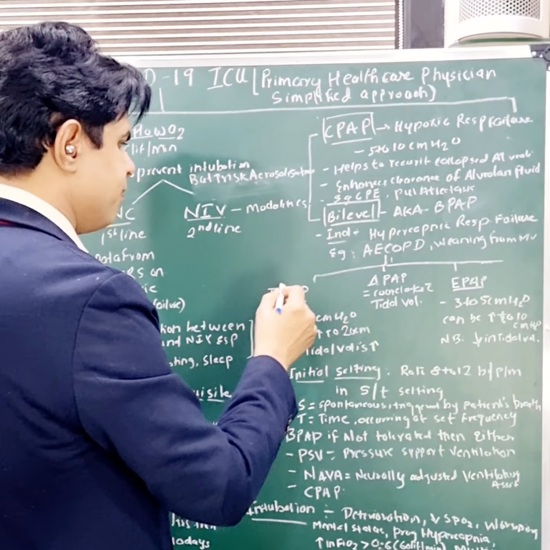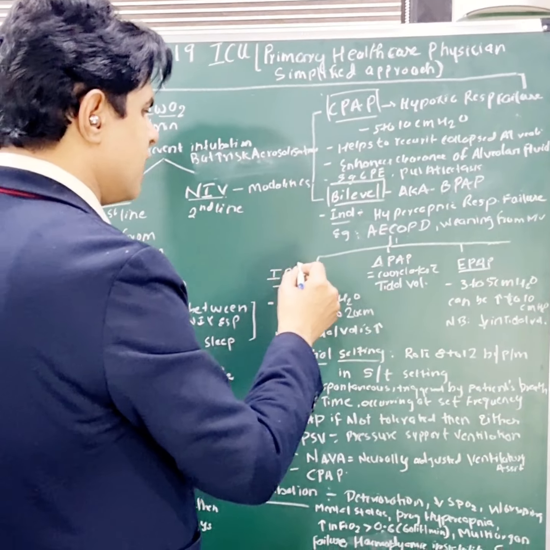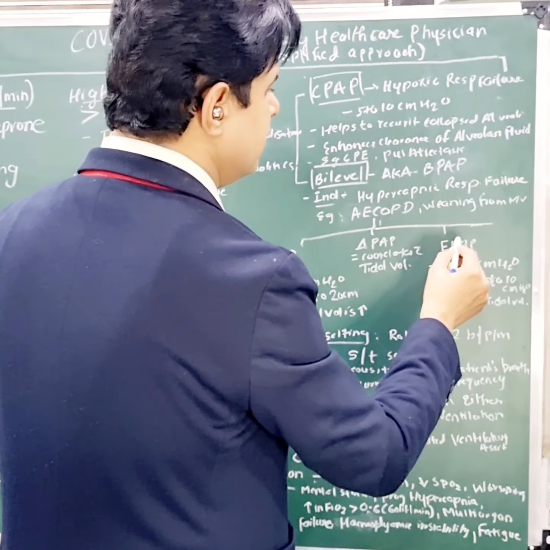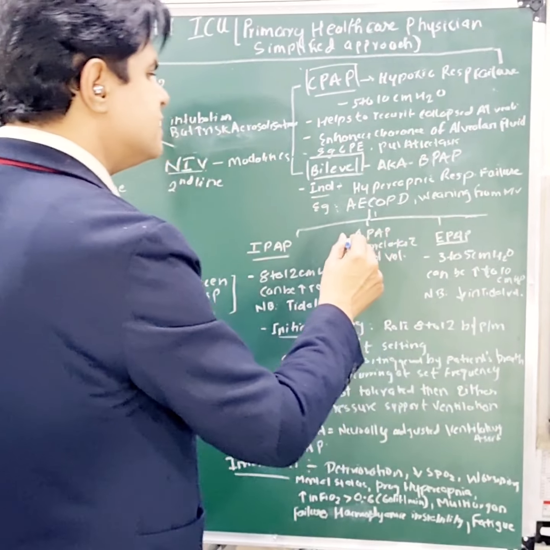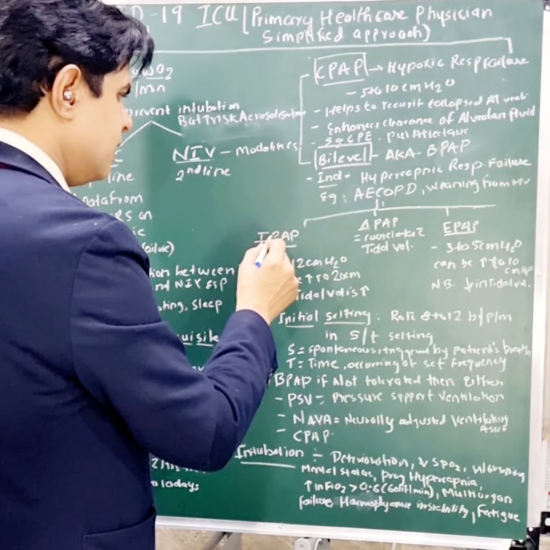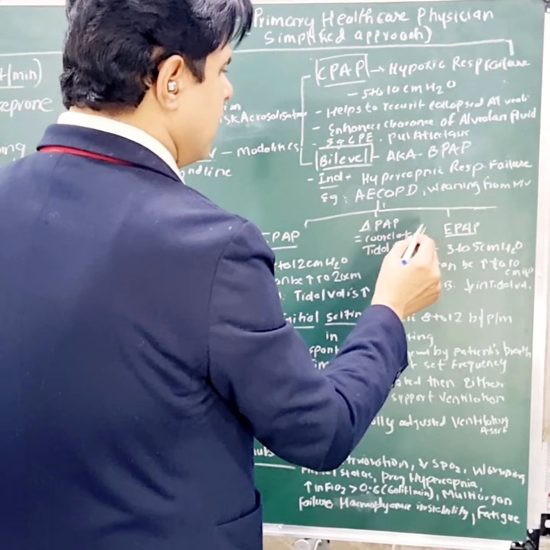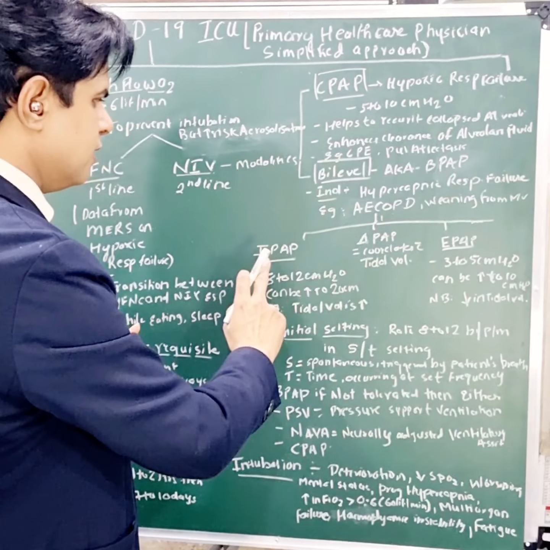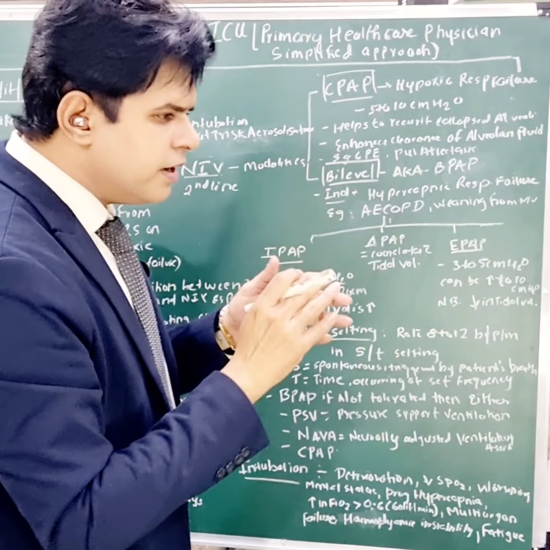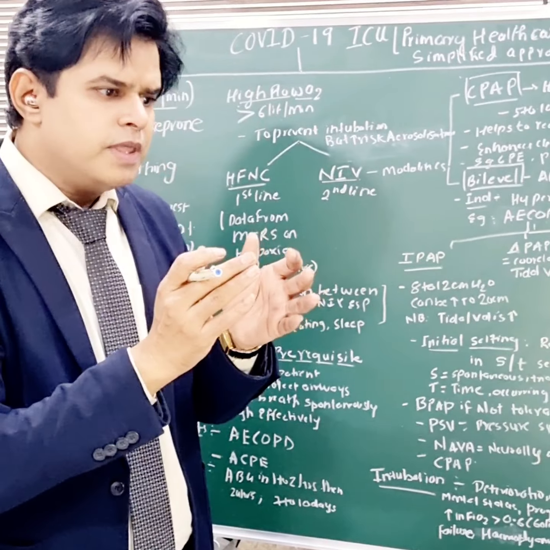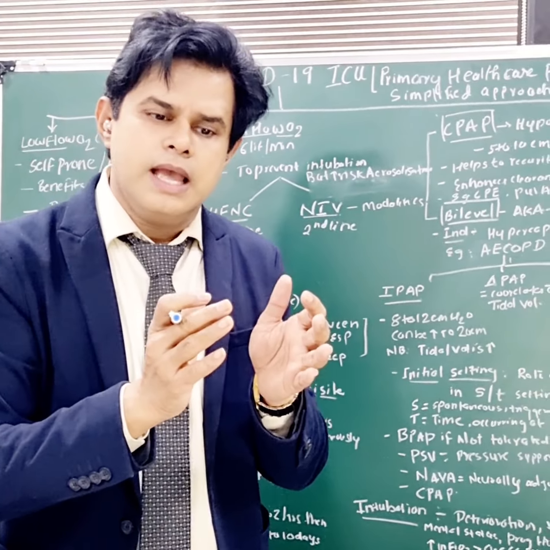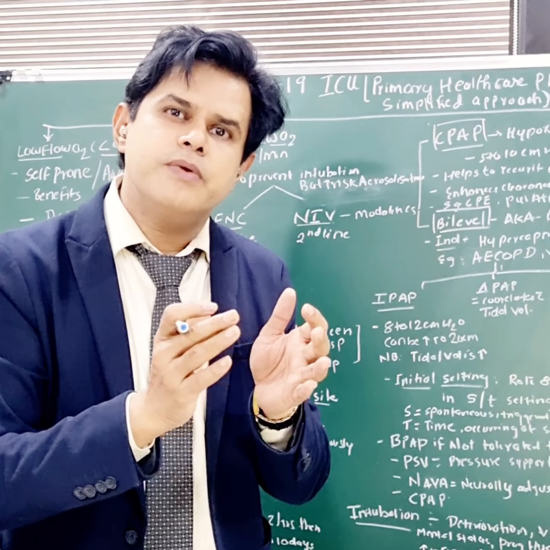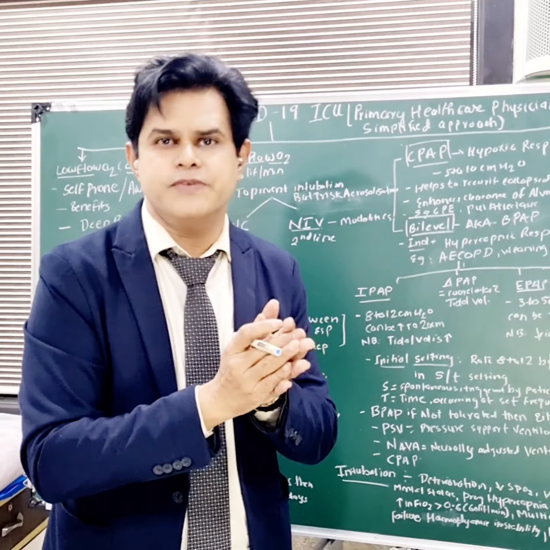One is IPAP, inspiratory positive airway pressure, and the other is EPAP, expiratory positive airway pressure. In between is the delta PAP. Delta PAP is the difference between the IPAP and the EPAP, and it correlates with the tidal volume. The inspiratory pressure is sufficient to keep the alveoli open and patent, and the expiratory pressure is there to prevent the alveoli from collapsing during expiration.